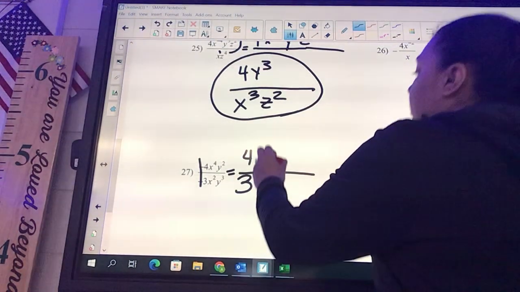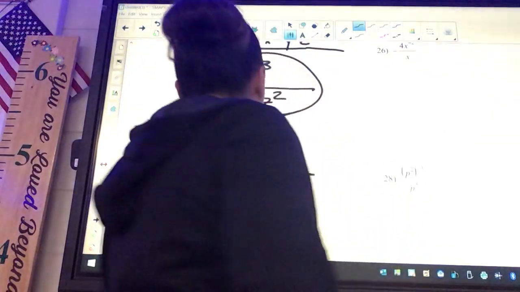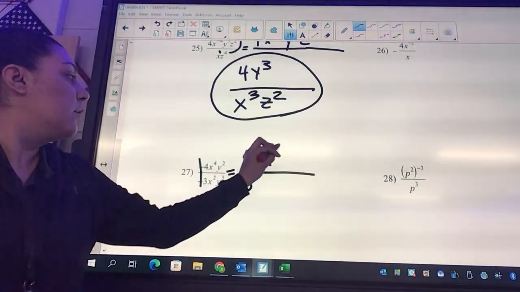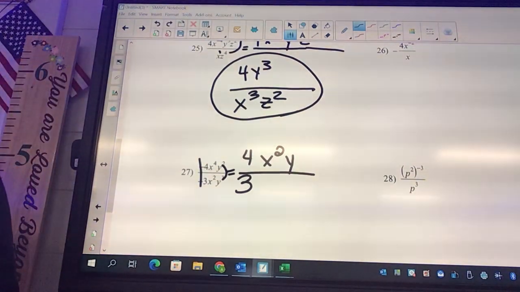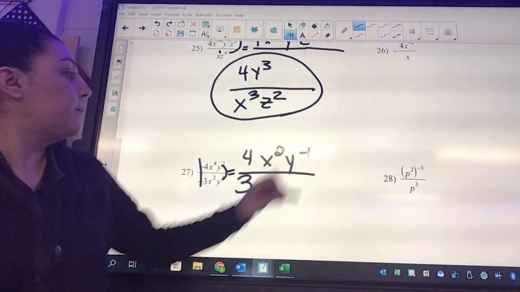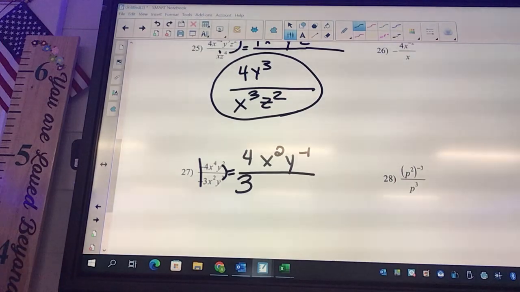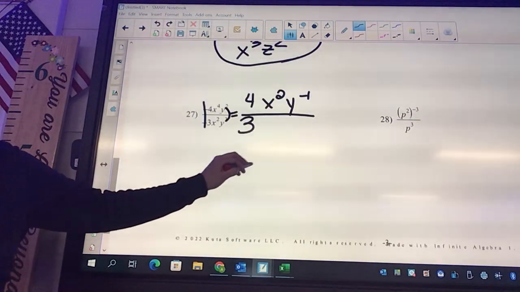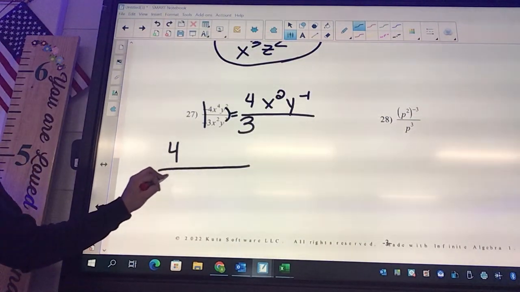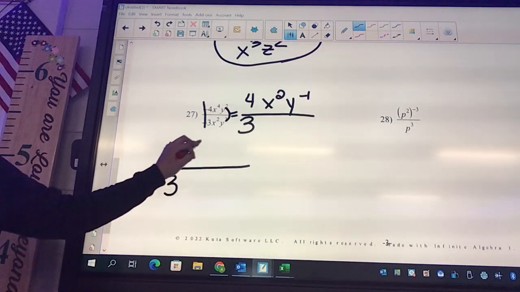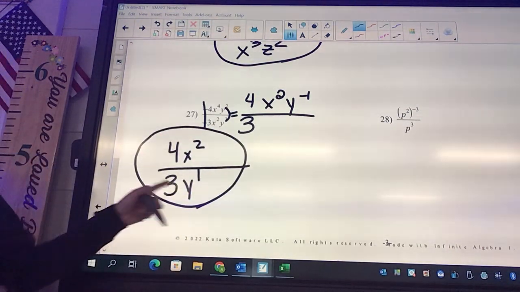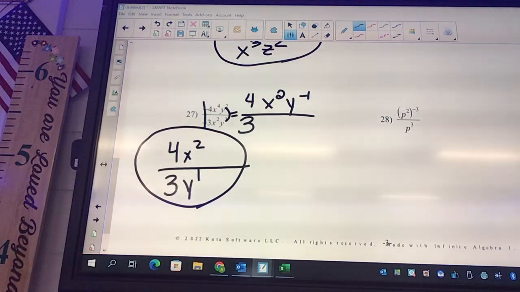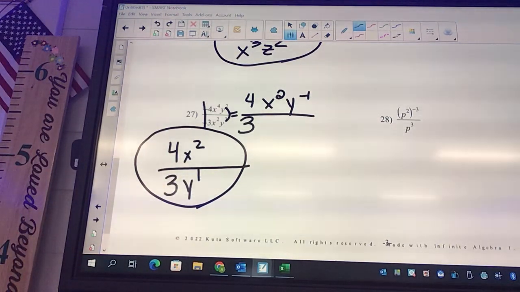We got x to the, what is 4 minus 2? 2. Y to the 2 minus 3? Negative 1. Okay, so you need to move that negative 1 to the bottom. And it becomes a positive. Do you have to put the 1 on the y? No. No, can you? Yes. Absolutely.